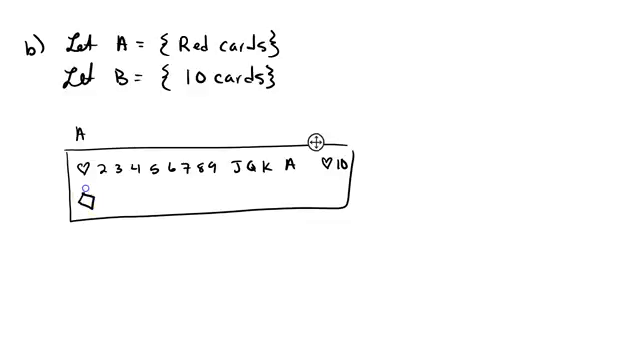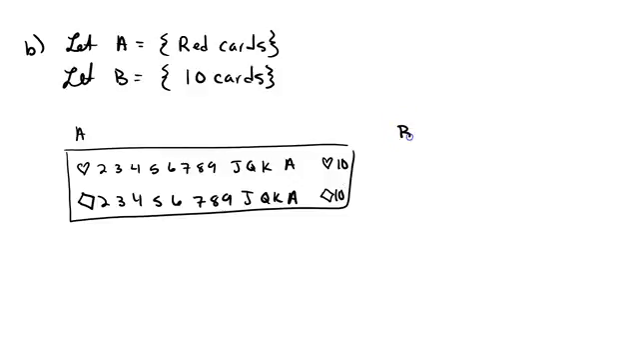For diamonds, so this is the one that we're focusing on, the A, the red cards. So we have 2, 3, 4, 5, 6, 7, 8, 9. I'm going to wait for the 10. Jack, Queen, King, Ace. Just to be emphatic here, I'm going to write the 10 of diamonds.